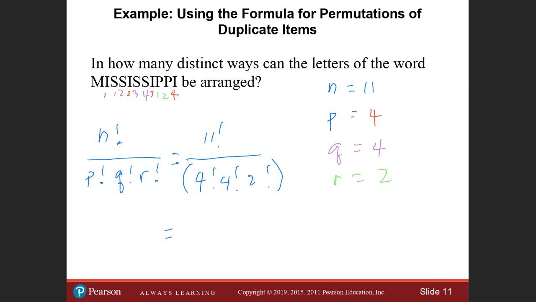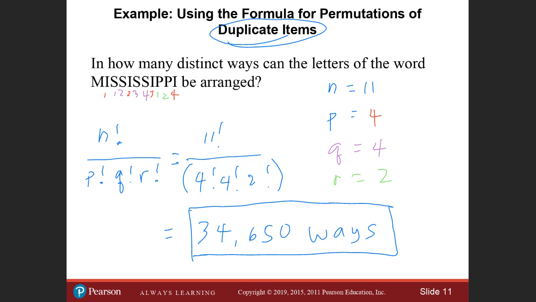The answer is 34,650 ways. So if you have duplicate items, so we have here for permutation, in this word Mississippi, there are 34,650 ways. Okay, so that's permutation.